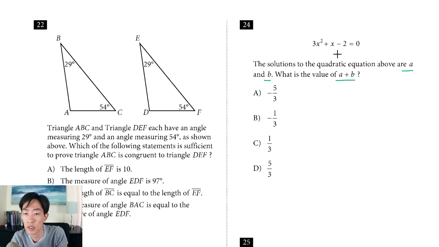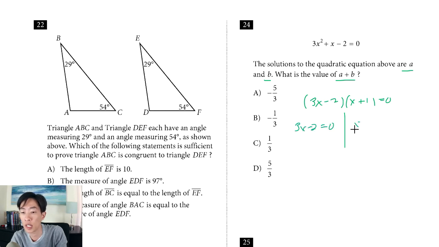And this one is actually easily factorable. It becomes 3x minus 2 times x plus 1 equals 0, and then we're going to split it up. Either 3x minus 2 is equal to 0, or x plus 1 is equal to 0. In this case, subtract 1 from both sides. x is negative 1, or 3x, add 2 to both sides, equals 2. Divide both sides by 3, x equals 2/3.